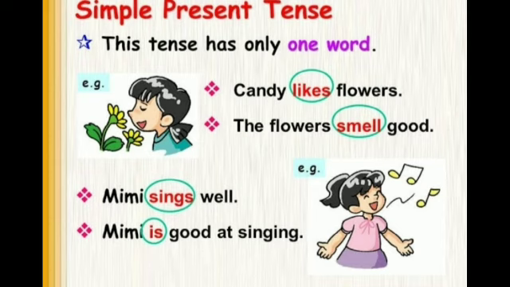Here, in the word likes, S is added to the word like. Then, Minnie sings well. That means Minnie is good at singing. Here, it shows the singing of Minnie. So here we are adding S to the word sings. So, we can say that only one word, S, is added to make it simple present tense.